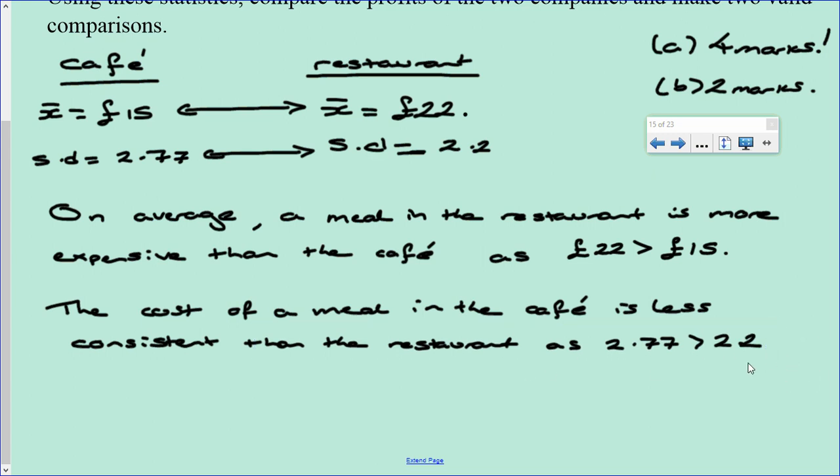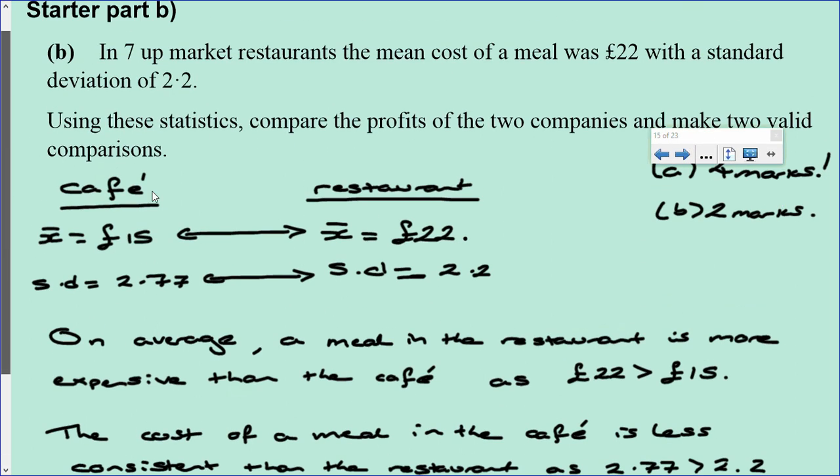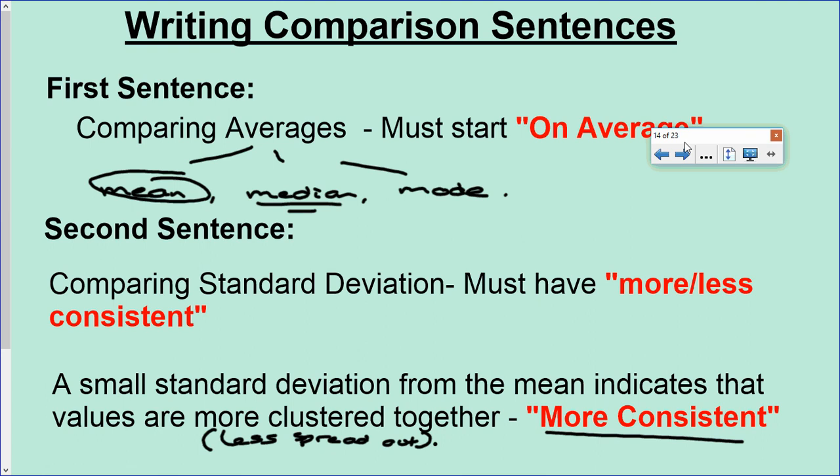Now I want you to have a think, what would the opposite sentence of that be? Rather than the cost of a meal in the cafe is less consistent than the restaurant because 2.77 is greater than 2.2, what would it actually be saying? It would say the cost of a meal in the restaurant, and rather than less consistent, we would use the phrase more consistent because we've got a smaller number. Now, a quick reminder, I know it maybe was a wee smidge confusing, but at this point, I would be copying down all these notes. It's up to you what order you do your notes, but I think it makes more sense to do one full complete answer and then put in the reason and why.